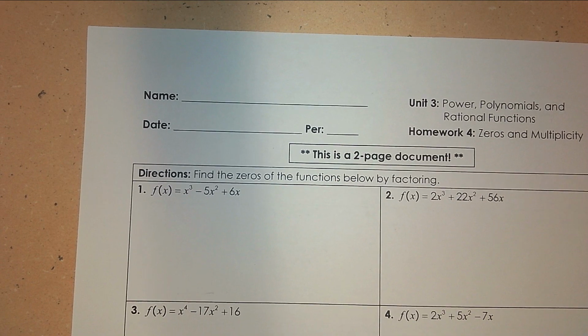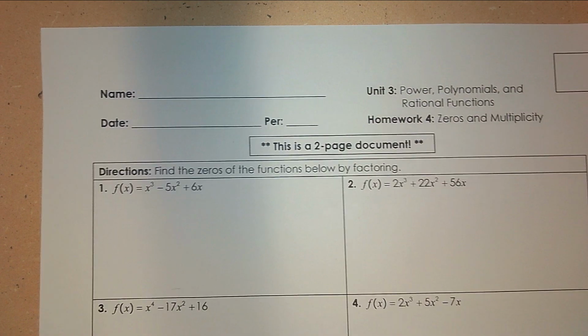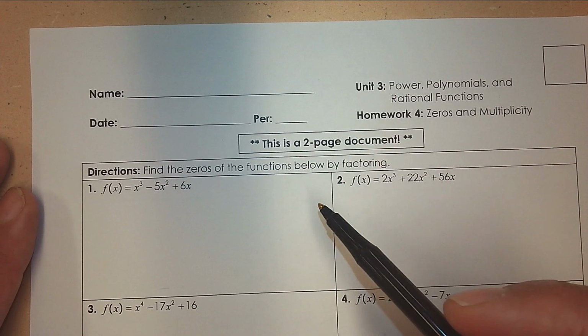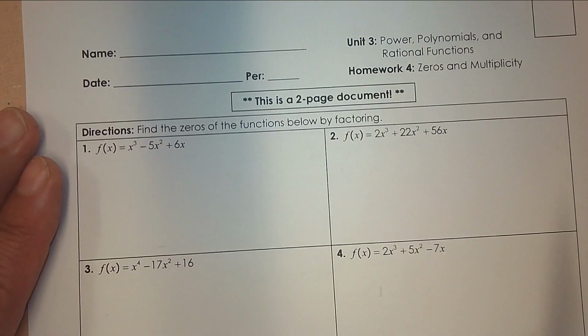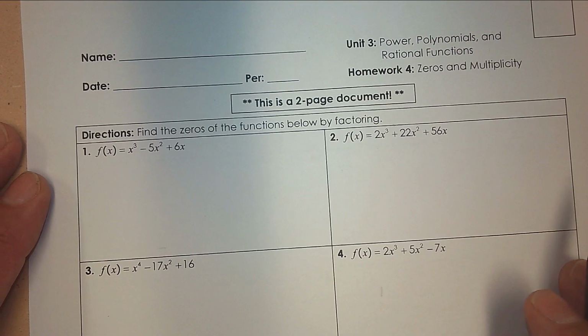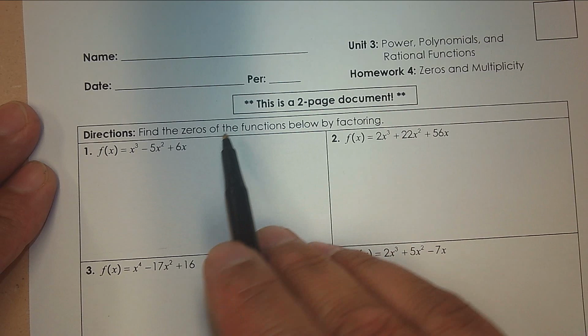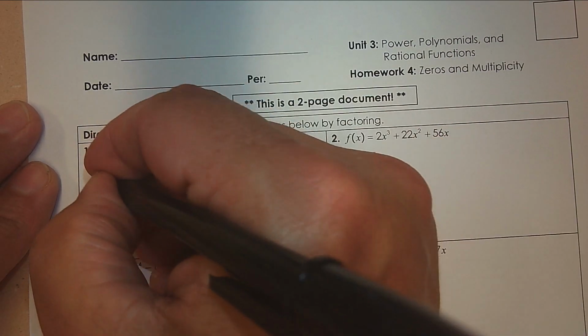All right, here's the practice sheet that goes with the lesson I just did on zeros and multiplicity. The hope is that you practiced first, and now this video is here to support you if you need some support. So the first step is to factor this and then find the zeros. They don't want us to find zeros and multiplicity. That's on the back side. So how do I factor this?